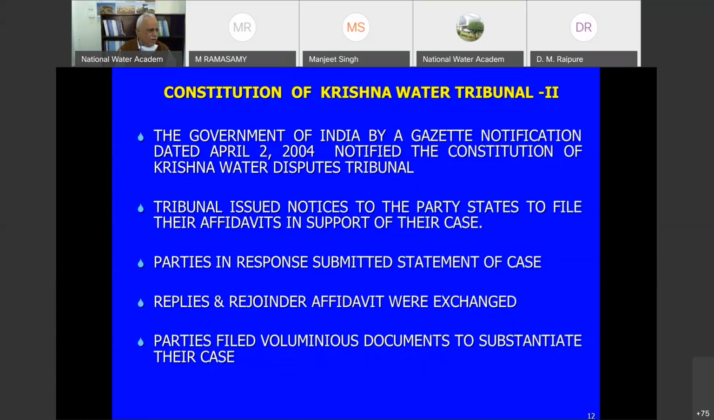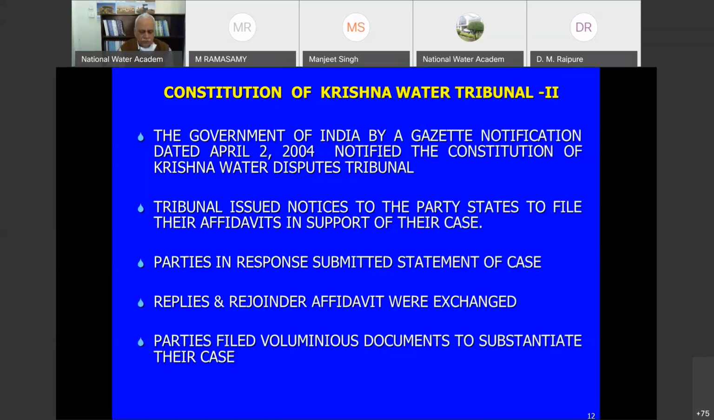The central government constituted the tribunal by its letter dated April 2, 2004. Meanwhile, from the Supreme Court's judgment to the constitution of the tribunal, the central government amended the Act once again. It introduced section 6A.